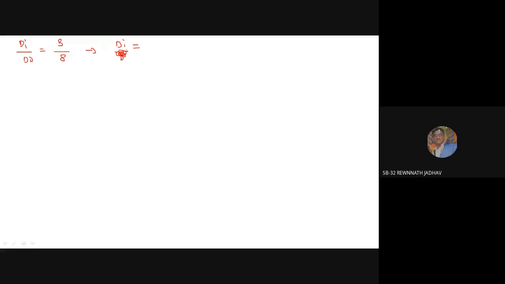What is the value of 3 by 8? 0.375, correct? 0.375 into DO. In the previous problem, the direct value is given.